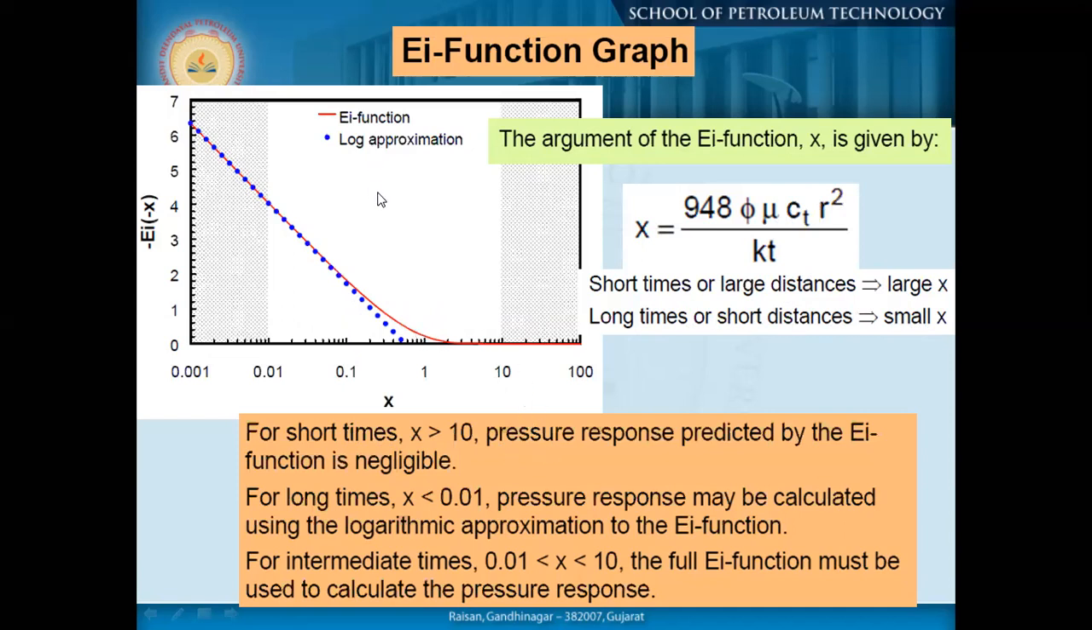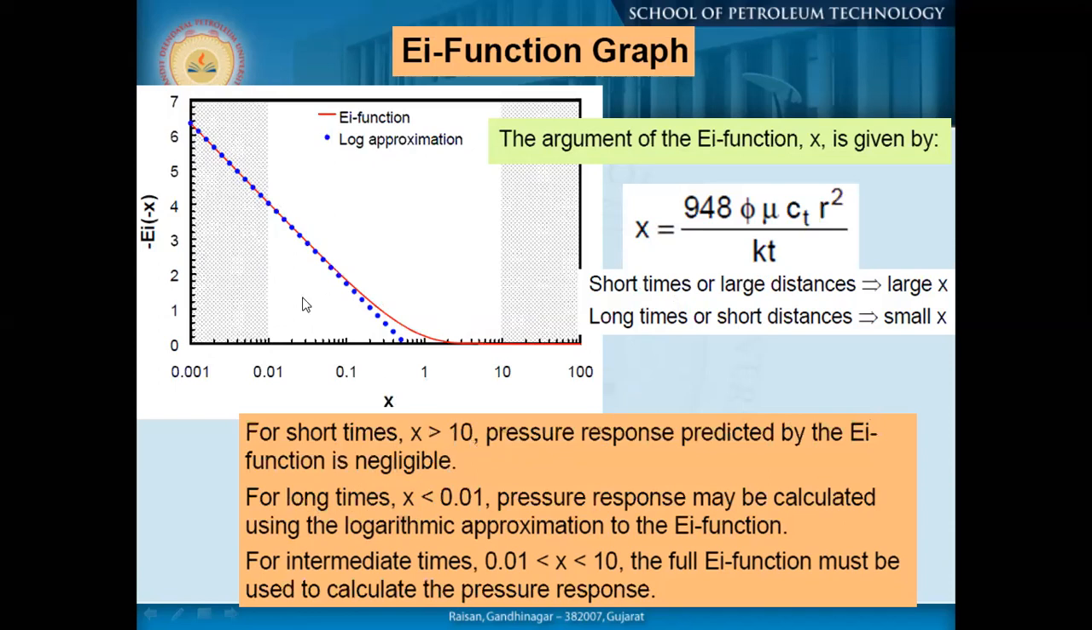You see there is no difference in pressure. This x is not independent of the exponential integral. That means above 10, the EI function is negligible with respect to the effect on P, pressure. Whereas for long time, x less than 0.01, if we consider 0.01, this shaded area, you see this EI function and the logarithmic approximation give more or less the same value.